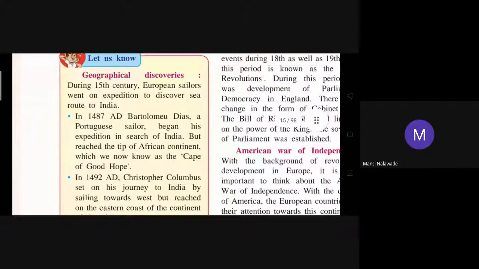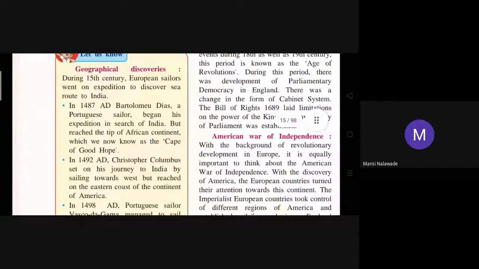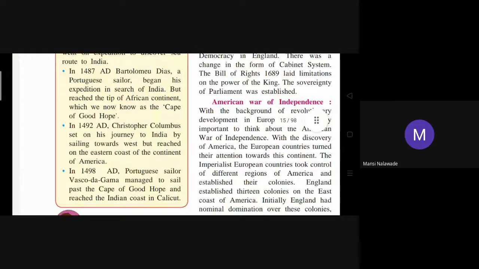During the 15th century, European sailors went on expeditions to discover a sea route to India. In 1487-88, Bartolomeu Dias, a Portuguese sailor, began his expedition in search of India, but reached the tip of the African continent, which we now know as the Cape of Good Hope.